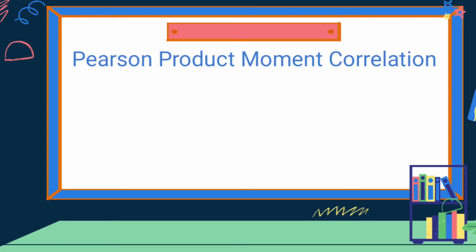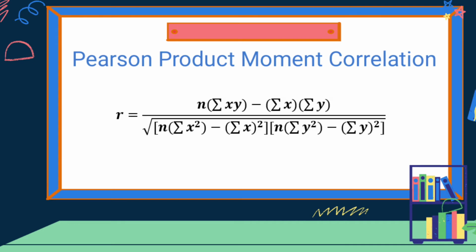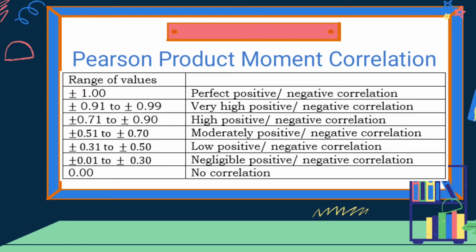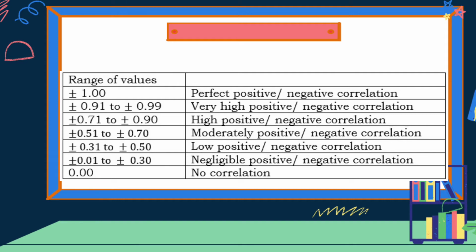And the most popular formula is the Pearson product moment correlation, which is represented by the letter r. There is also the range of values of Pearson's r, from 0, meaning there is no correlation, up to positive or negative 1, for perfect positive or negative correlation.